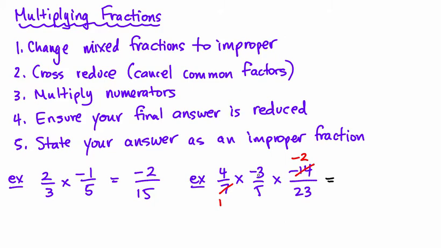So 4 times -3 is -12, times -2 is +24, and on the denominator 1 times 5 is 5, and 5 times 23 is 115. I can check that my final answer is reduced. It's a little tricky with these higher numbers, but it is fully reduced, and I don't need to state it as an improper fraction because I'm not dealing with mixed fractions. That's it for that one.